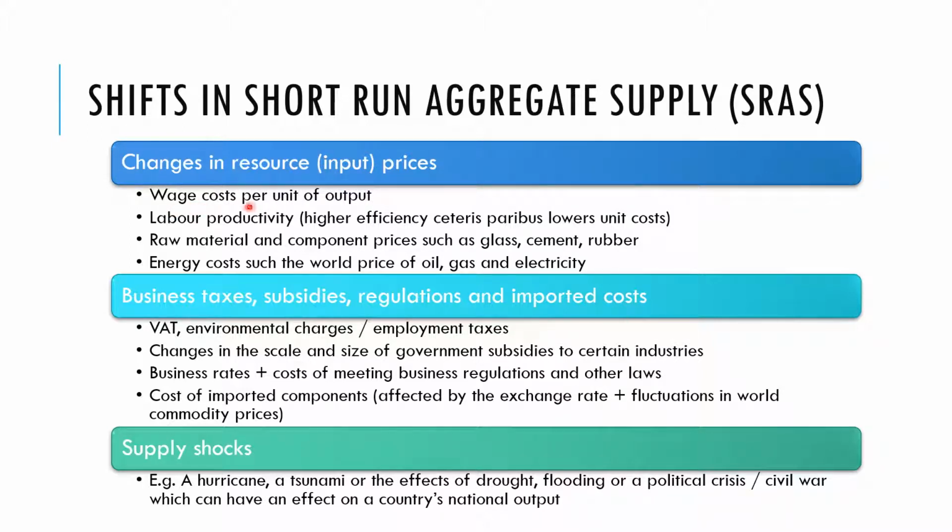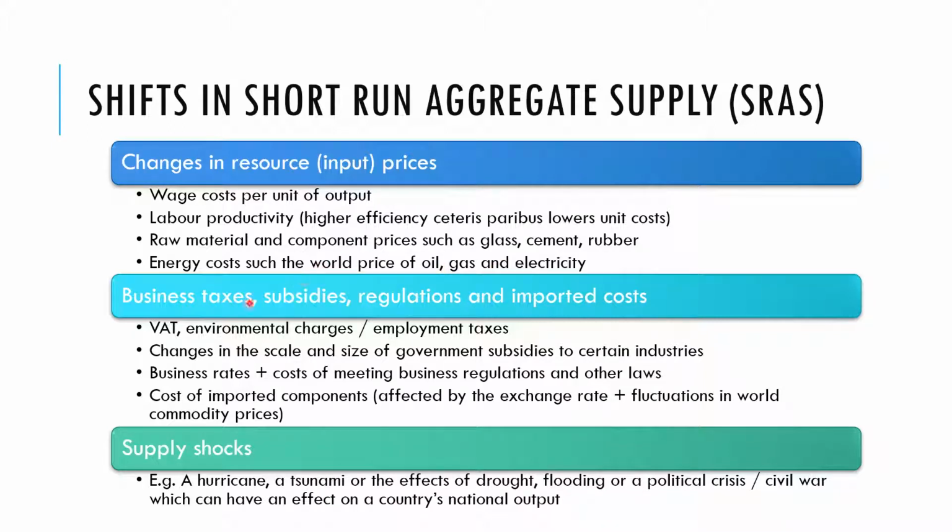So if the wages went up for businesses, that would change the cost of resources and change their willingness to supply a certain quantity at a given price level. It's linked to labour productivity, so output per worker. Lower levels of labour productivity would presumably mean less output willing to be supplied at a certain price level. The raw materials and component prices, such as glass, cement, rubber, energy costs, such as oil, gas, electricity, all of these costs would have an impact on the price level at which firms are willing to supply.